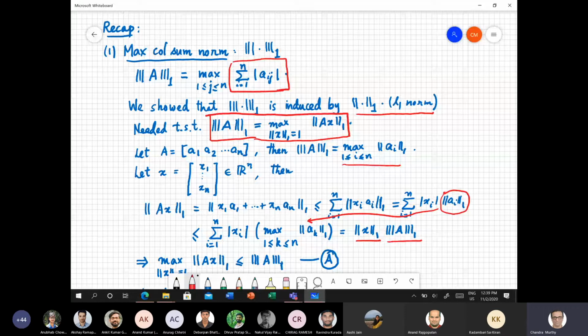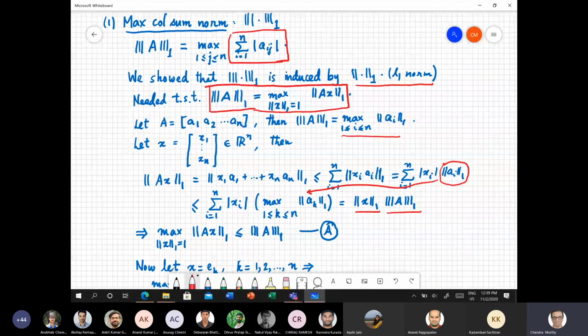So the upshot of all this is that if I'm trying to maximize the L1 norm of Ax subject to the L1 norm of x equals 1, I can upper bound that by the maximum column sum norm of the matrix A. This we call expression A.